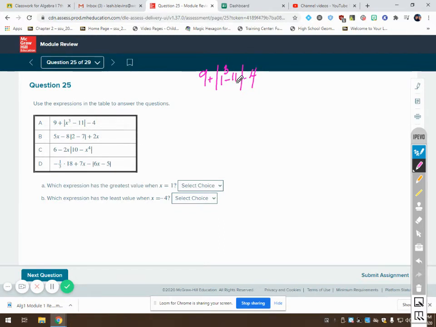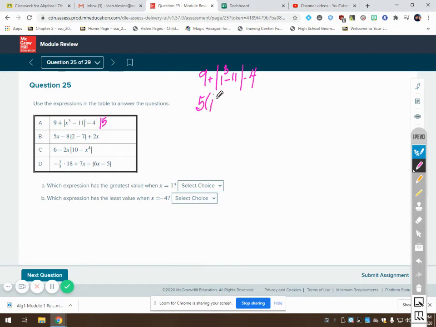1 cubed is 1. 1 take away 11 is negative 10. Absolute value of negative 10 is 10. 9 plus 10 is 19. 19 take away 4 is 15. So when I plug in a 1, I get out 15. I hope I didn't do that too fast. Look at the next one.